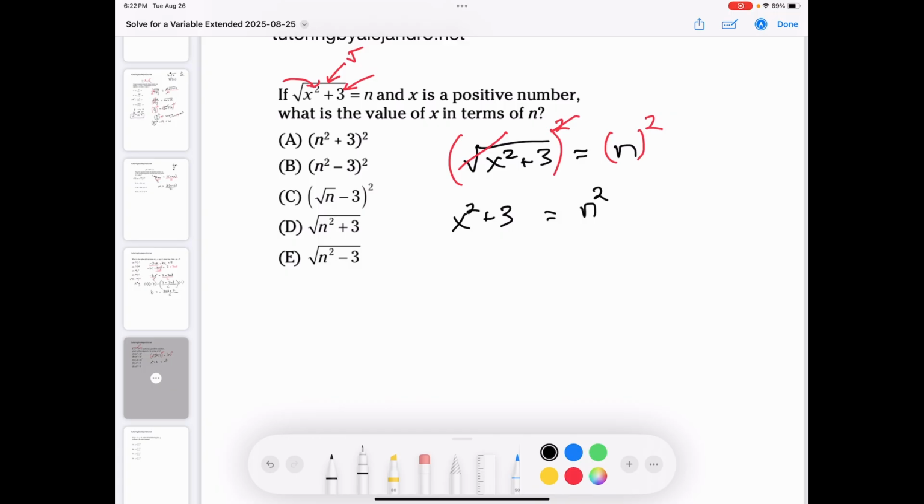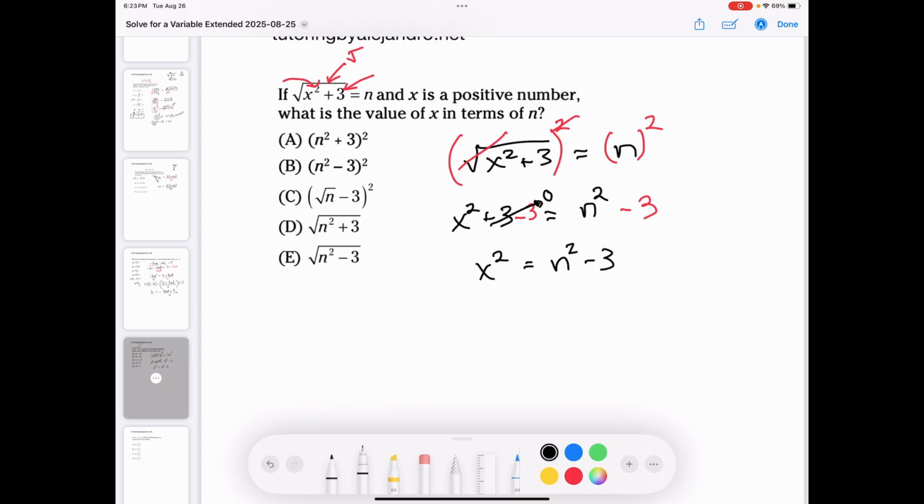Okay, next up is the plus 3. So as you know, it's adding. We're going to do the opposite, which is subtracting. Going to subtract by 3 on both sides. Okay, you have plus 3 minus 3, that cancels out, right? Because that's equal to 0. And I'm left with x squared equals n squared minus 3.